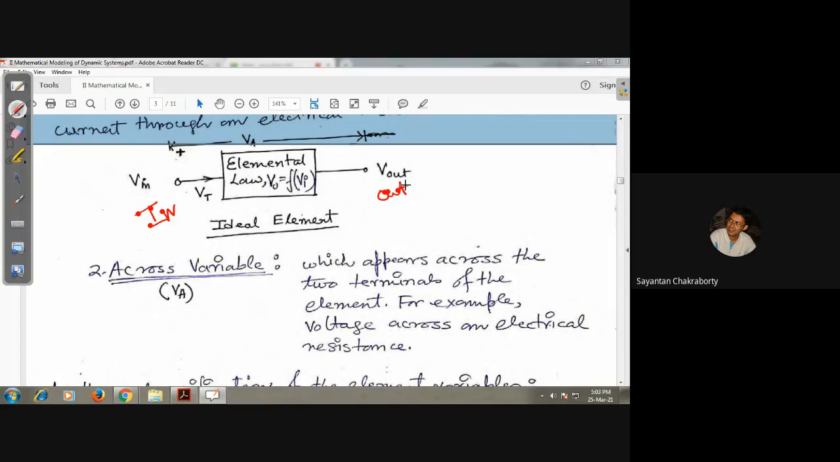If we apply a voltage source and measure the current, then your input variable is voltage, or across, and the output variable is current, that is a through variable. Now, if you apply a current source and measure the voltage across a resistance, then your input variable is current, which is a through variable, and the output variable is voltage, which is an across variable. So these combinations are interchangeable, but these are the basic definitions: input and output variable, and the nature may be an across variable or a through variable.